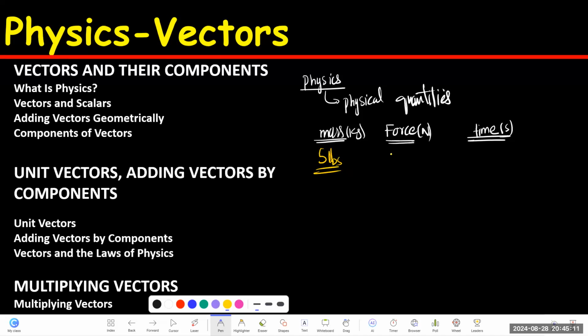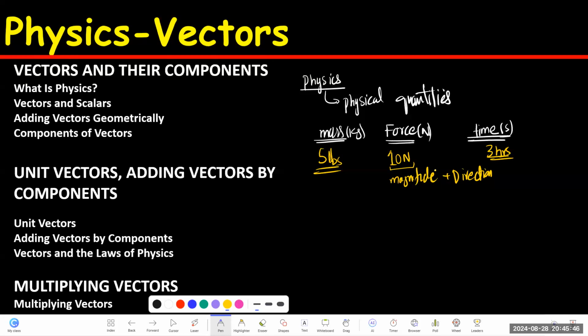But if you're asking about force, if I say 10 Newton force, this is not enough. I have to give you the magnitude, and plus I need to tell you the direction. Like I'm asking you to apply 10 Newtons of force on a particular object, maybe a chair. I want to ask you to push the chair, so I should tell you the direction. Okay. So direction and magnitude are two things. The third one is time. Time also just needs a number.